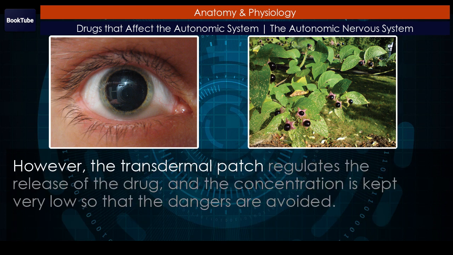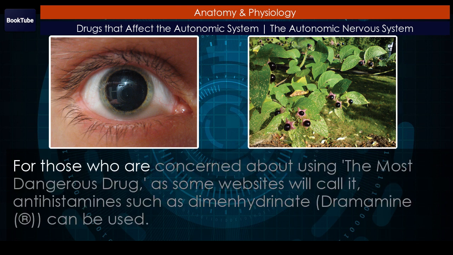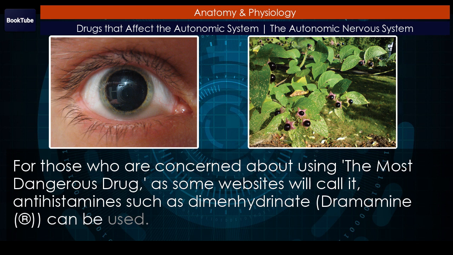However, the transdermal patch regulates the release of the drug, and the concentration is kept very low so that the dangers are avoided. For those who are concerned about using the most dangerous drug, as some websites will call it, antihistamines such as dimenhydrinate, Dramamine®, can be used.